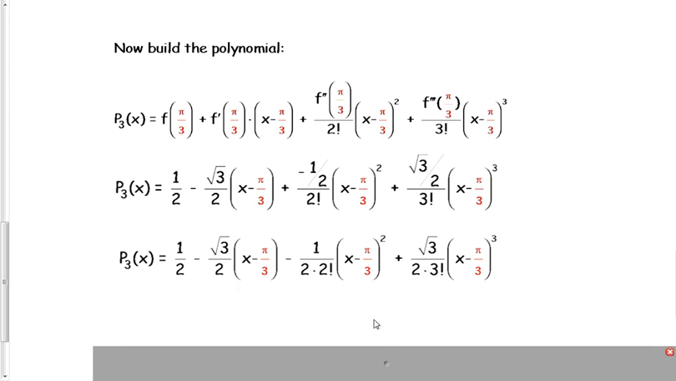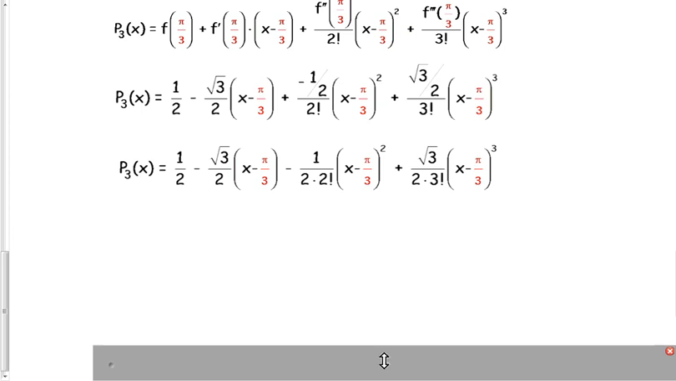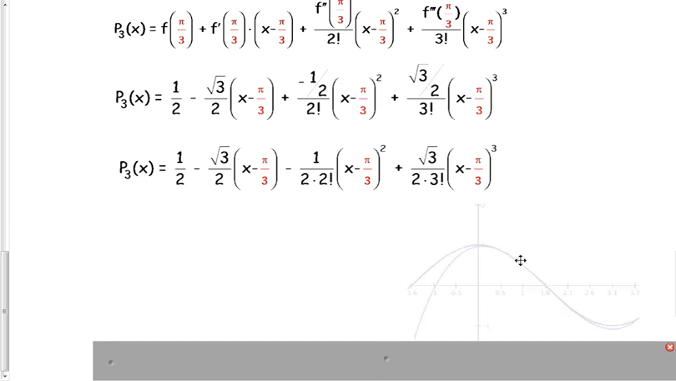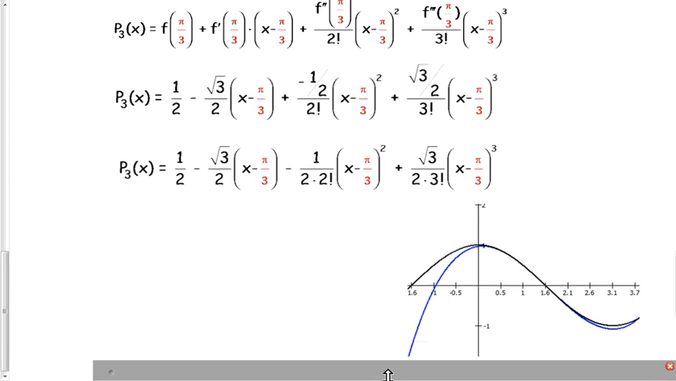Okay. And I guess there we go. And obviously we clean this up. 2 factorial is 2, so this is really a 1/4. And 3 factorial is 6, so this is really a 12 down here, square root of 3 over 12. We could clean it up so that it didn't have those factorials in it, and that would be easy for you to do. Now, here's the case in this instance.